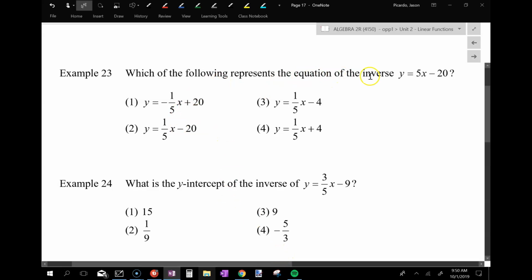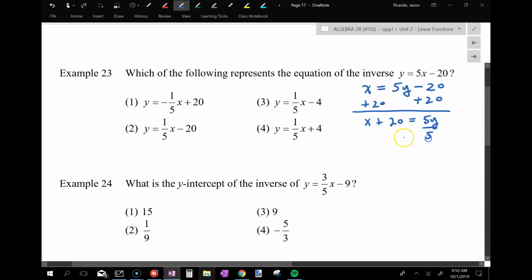It says which of the following represents the equation, well, of the inverse of this. So what do I need to do to find the inverse of this? Swap the x and the y, yeah. And then get y alone. So I wind up getting y equals x plus 20 all divided by 5.